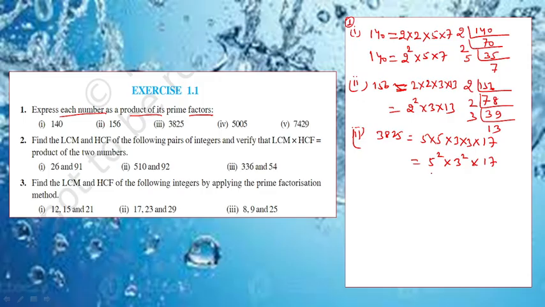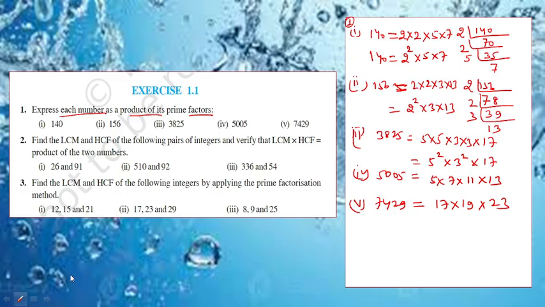Then the fourth one, 5005, can be written as 5 into 7 into 11 into 13. Similarly the fifth one, 7429, will be written as 17 into 19 into 23. So in this way we can write for question number 1.